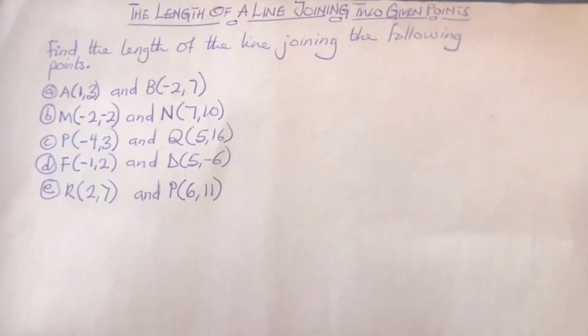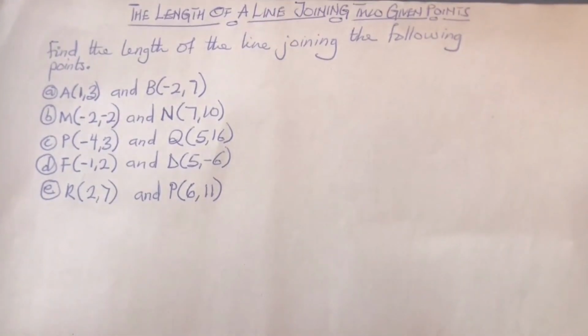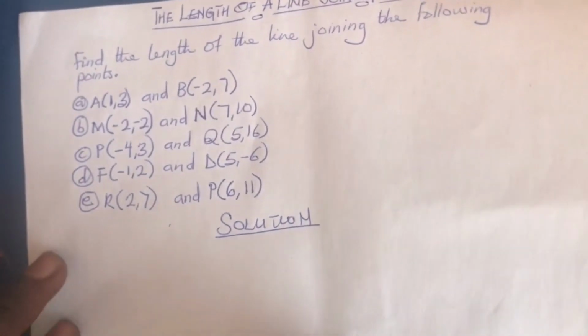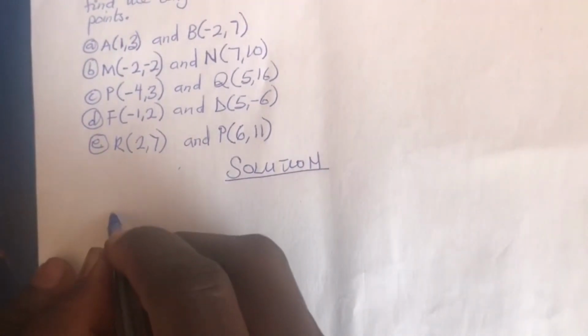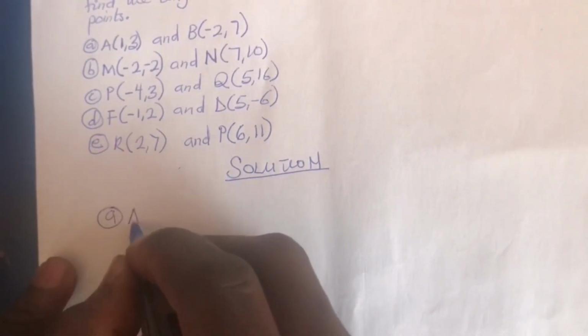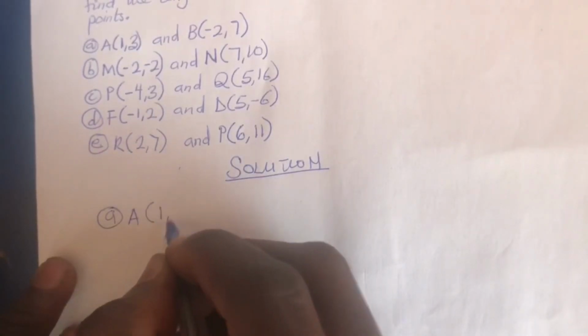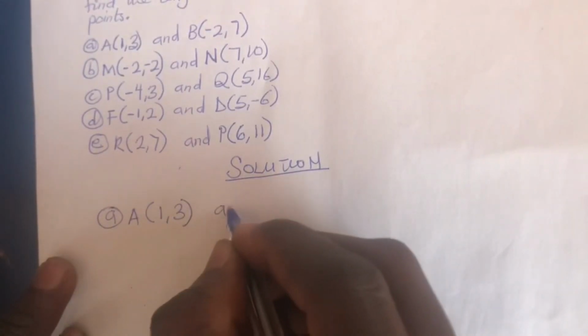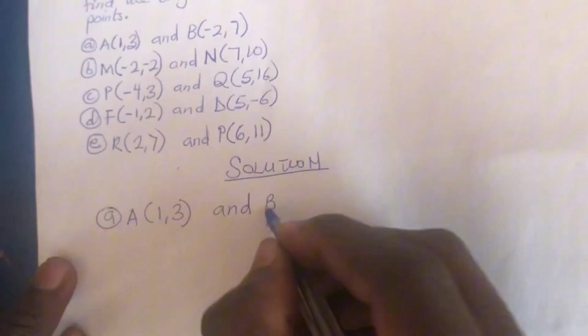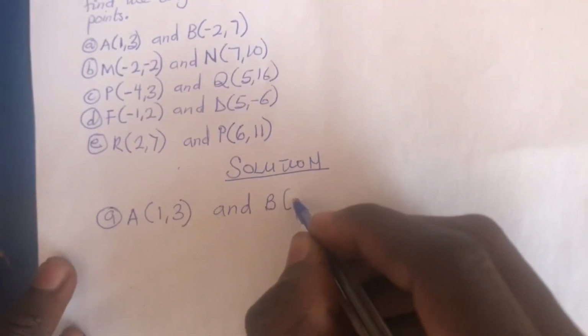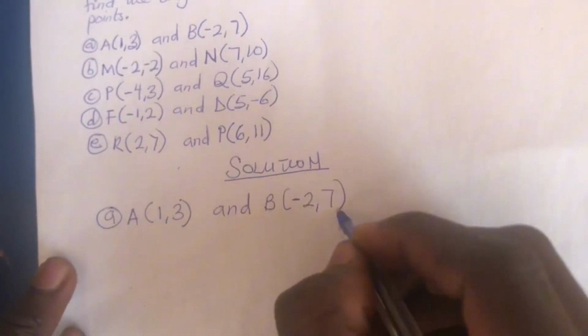Now let's get into it. The question is, find the length of the line joining the following points. So the first question we have is, we have the point A with coordinates 1, 3 and B with coordinates -2, 7.